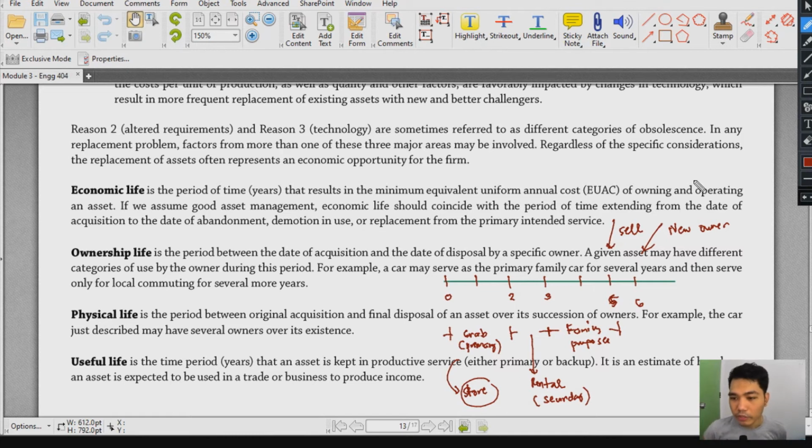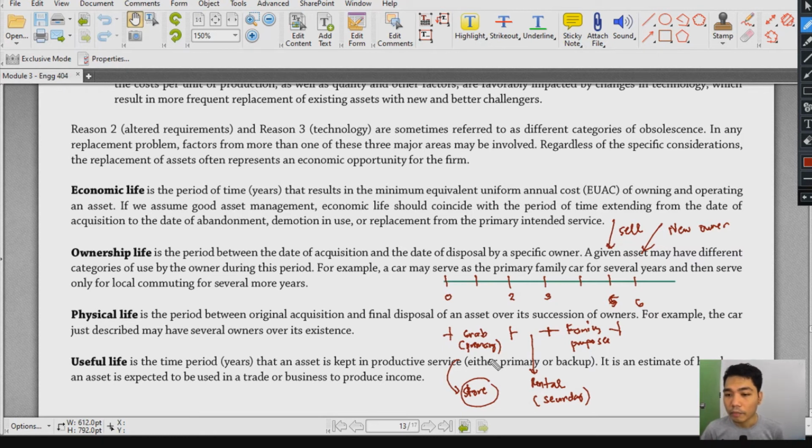So, let's differentiate all of the lives that are available so that we can understand this set of lives that we have. The first one is having this Grab as your primary source of income. We can call that the economic life of this car, from 0 to 2 years, because it serves its purpose as the one that produces the primary income of the family. It serves as the primary service. And then the 2nd to 3rd year, just 1 year for the rental service.